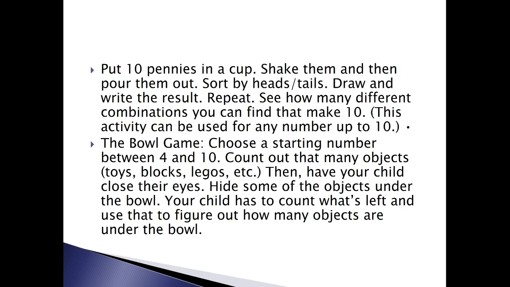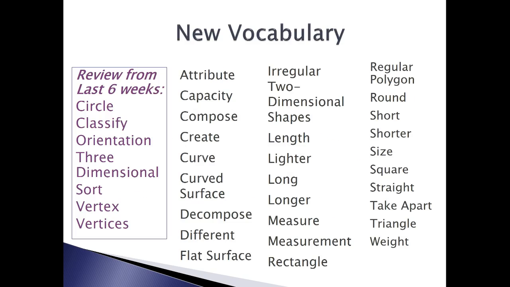You can also put 10 pennies in a cup, shake them, pour them out, and sort the pennies by heads and tails. And that way the kids can make those combinations of 10. Another activity is the bowl game, where you choose a starting number between 4 and 10, and you count out that many objects. Then have your students close their eyes and hide some of those objects under the bowl. If the child has to count what's left to figure out how many objects there are, then that's okay. Or they can figure that out themselves by decomposing that number.